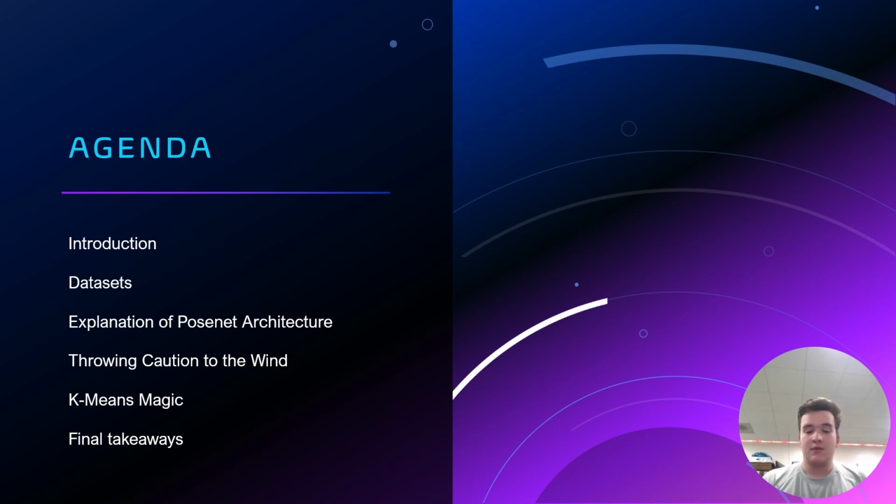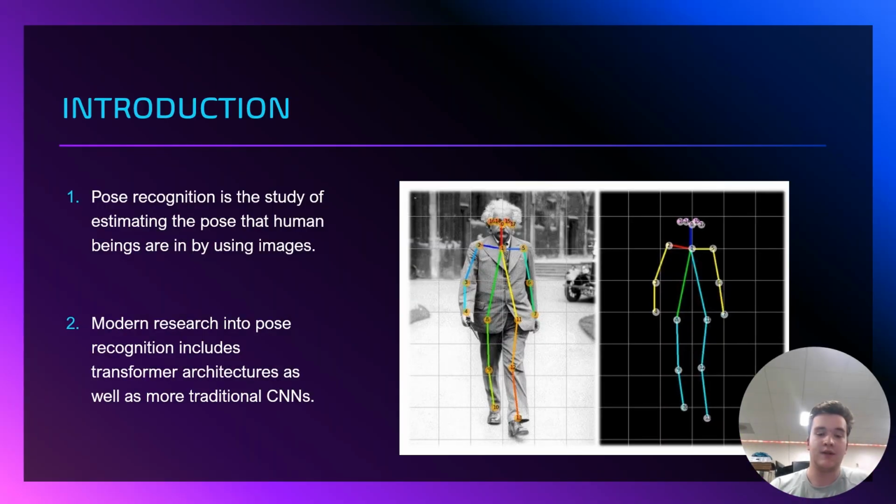So on the agenda today, we have an introduction into what pose recognition is, what some of the datasets are that are available for this problem set, an explanation of the PoseNet architecture, which is the primary foundation of the work that I'll be doing here, and then how we're throwing caution to the wind and some k-means magic to tie everything together, and then some of the final takeaways of what the actual implementation and the results of this method look like.